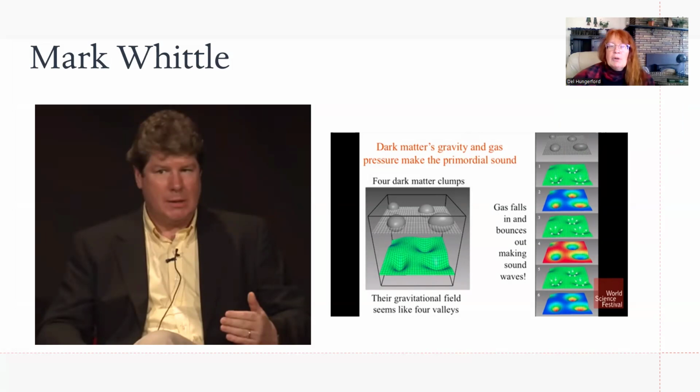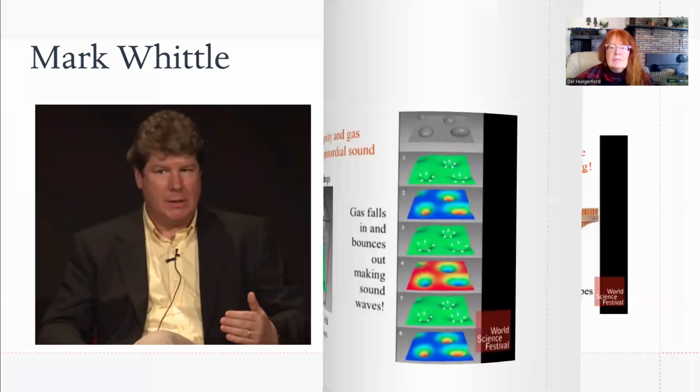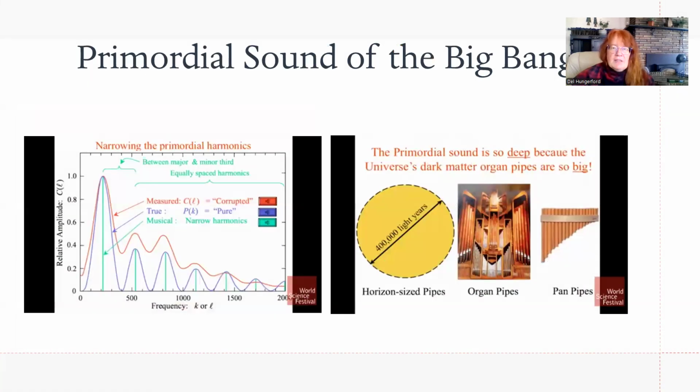This is an example where he's talking about dark matter's gravity and gas pressure making the primordial sound. And their gravitational field looks like valleys. Then he shows you the process over here on the right-hand side where gas falls in and bounces out, creating the sound waves. You can see the spherical things he's talking about and how this acts like an organ pipe. And then he talks about the primordial sound of the Big Bang. And these are the harmonics that are present.